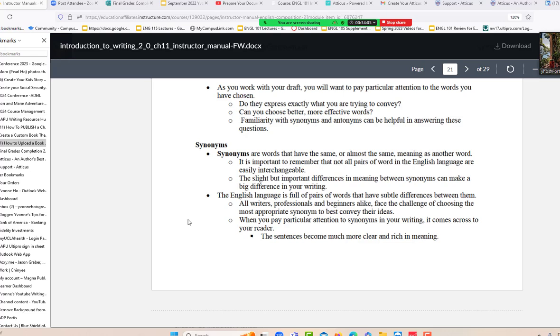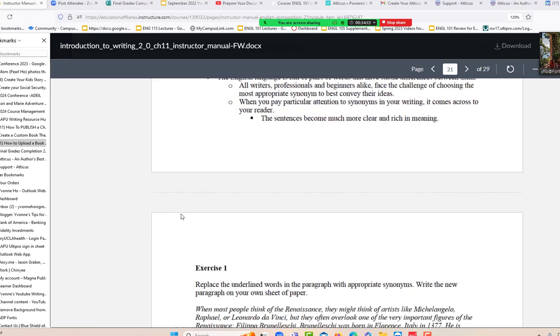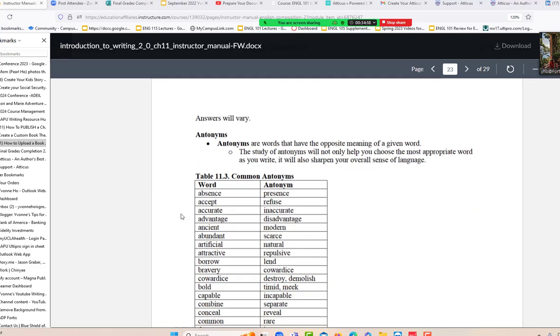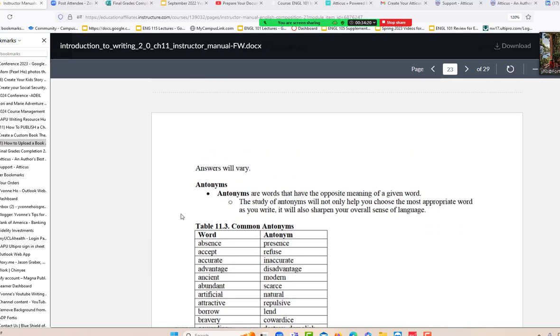When you pay attention to synonyms in your writing, it comes across to your readers, and your sentences become much more clear. So here are some synonyms and antonyms. Antonyms are words that have the opposite meaning of a given word. So if I say happy and glad, those are synonyms because those two words have similar meanings. If I say happy and sad, those words are antonyms because they have opposite meanings.